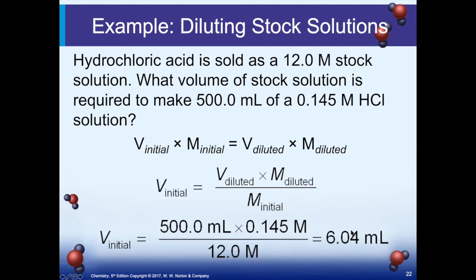So the idea here is that you're going to take 6.04 mL of this concentrated 12 molar stock solution, and you're going to put it in another flask, and then you're going to dilute it up to 500 milliliters. And so then what you will have is a 0.145 molar HCl solution.